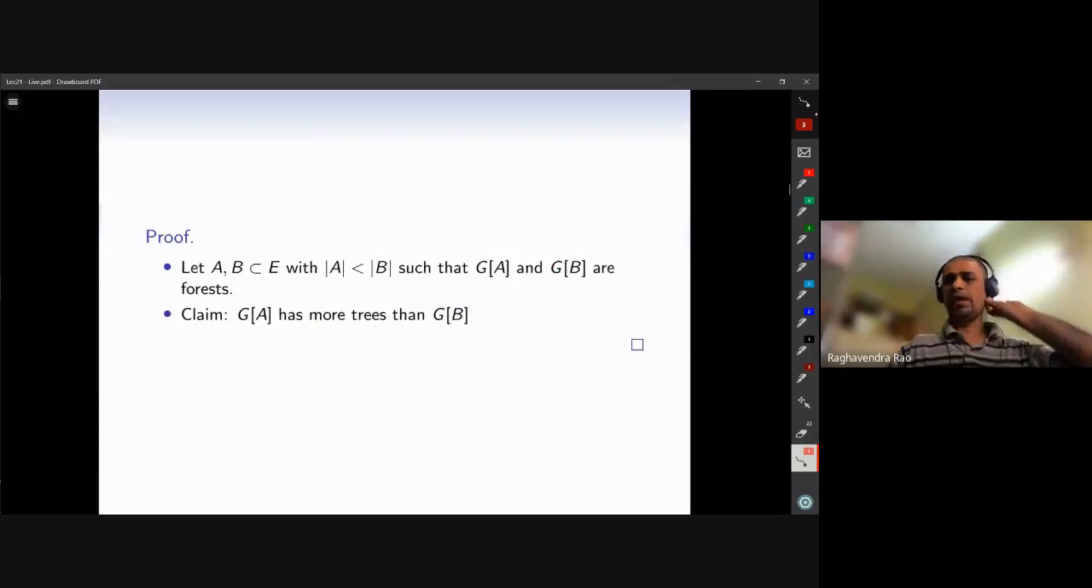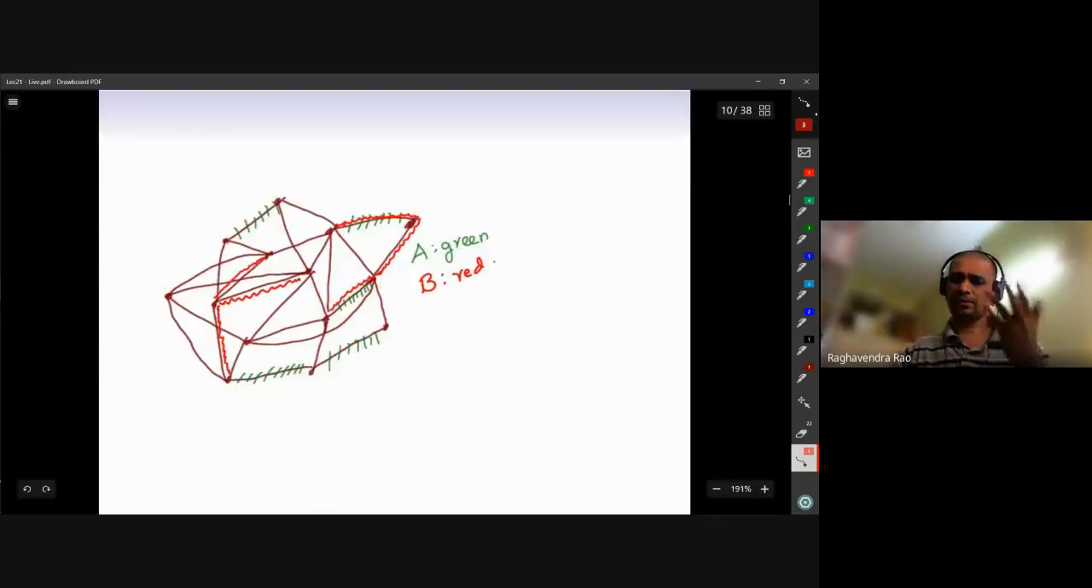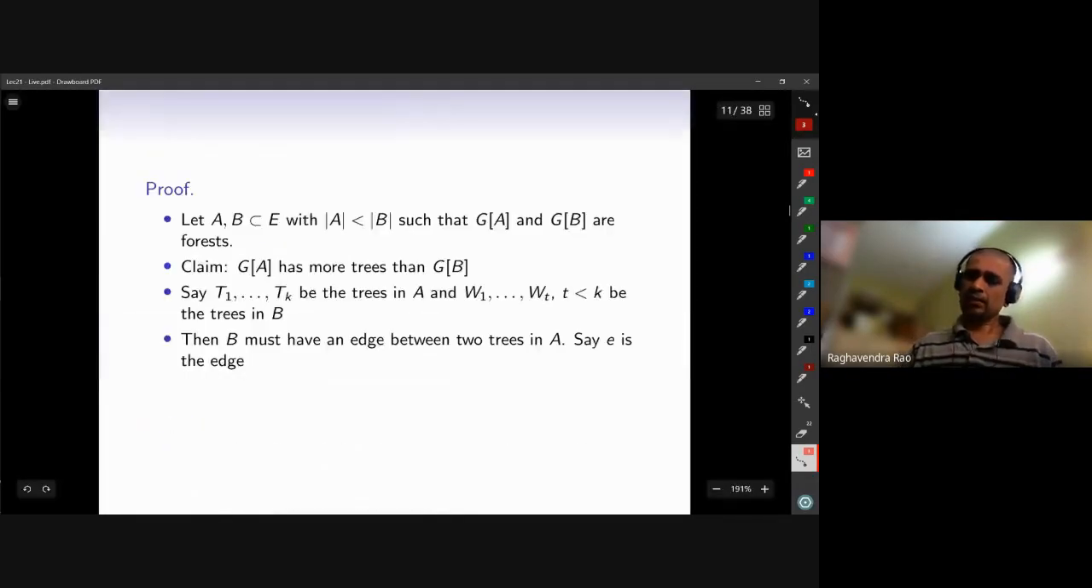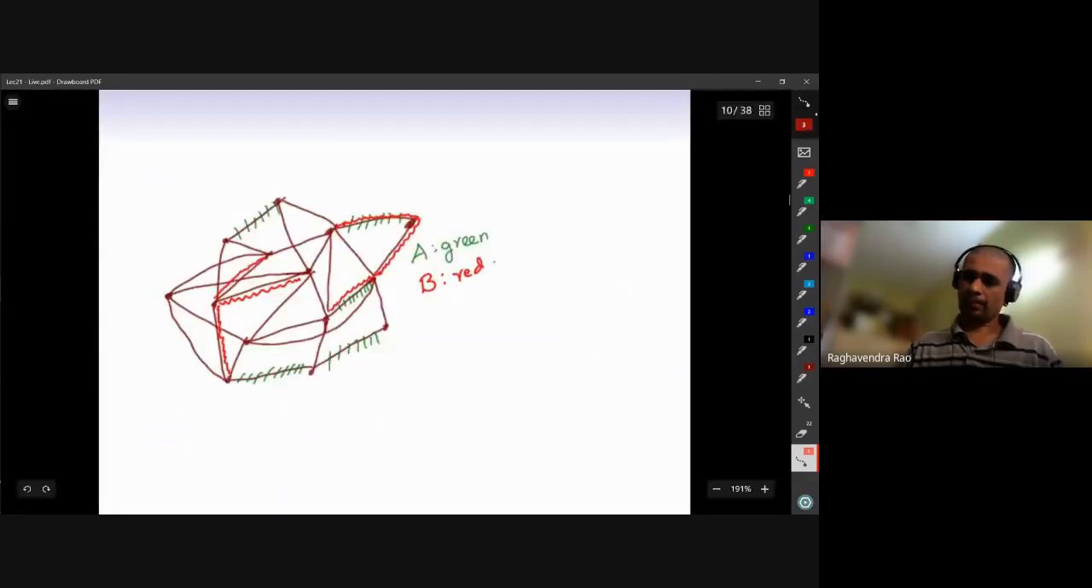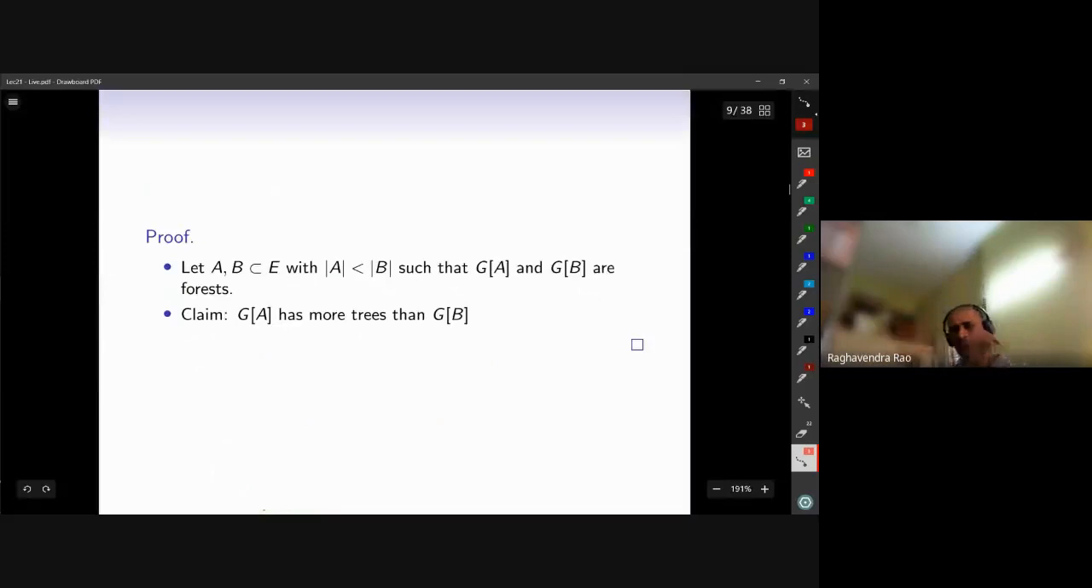Let's see at once why this proves our property. So this is the example. I've already done this, so I'll skip it. I already counted the number of trees here. So why does this prove immediately?